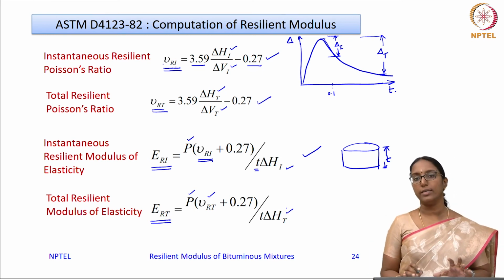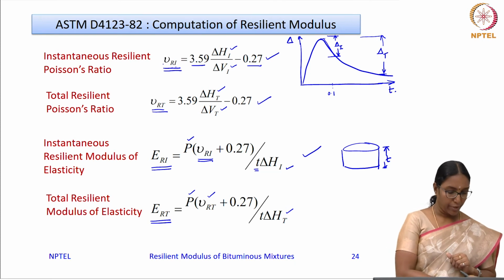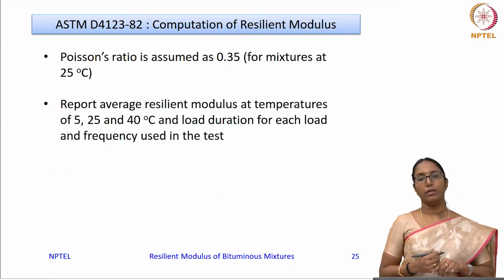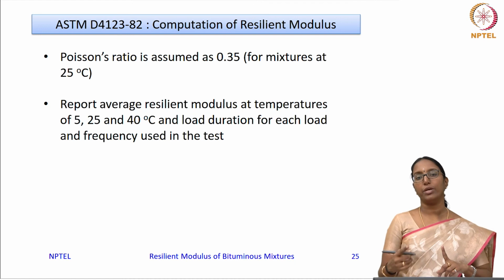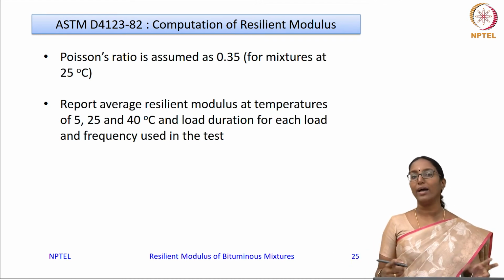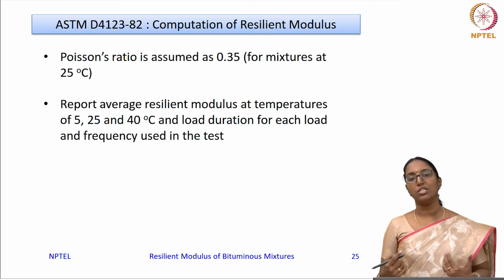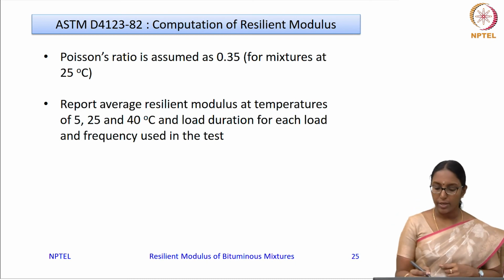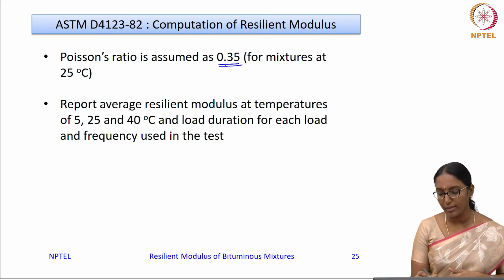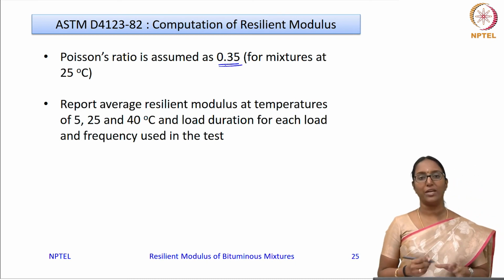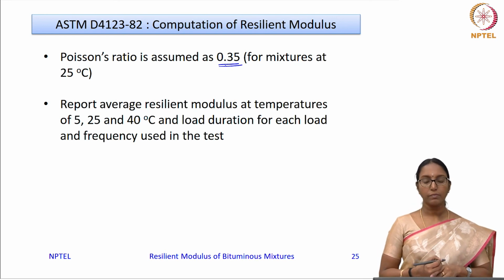So, this is how the resilient modulus is computed, and you are asked to average out the values at every temperature. Suppose you are doing it for 3 different specimens, you have to average out the values and you get two resilient modulus values. And suppose you are not taking a measurement in the vertical direction, you can assume a Poisson's ratio of 0.35 for the mixtures at 25 degrees Celsius test.